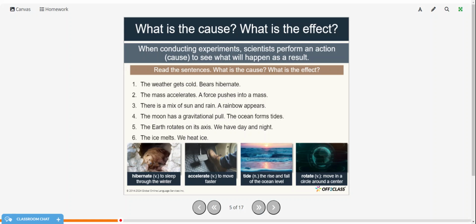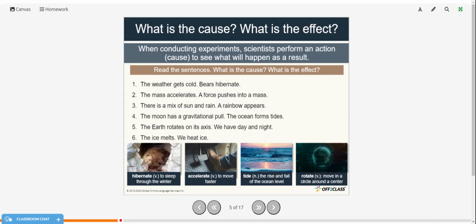The moon has a gravitational pull, and the ocean forms tides. So the moon's gravitational pull is the cause, and the effect is the ocean tides. The Earth rotates on its axis, and we have day and night. So the rotation of the Earth is the cause, and day and night is the effect.